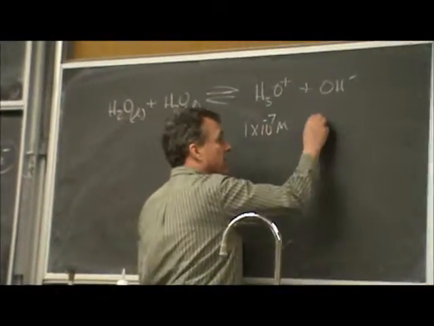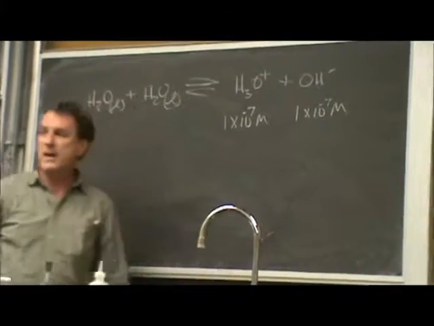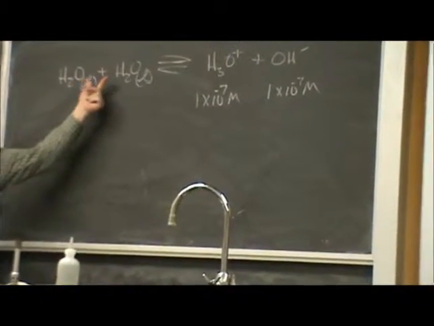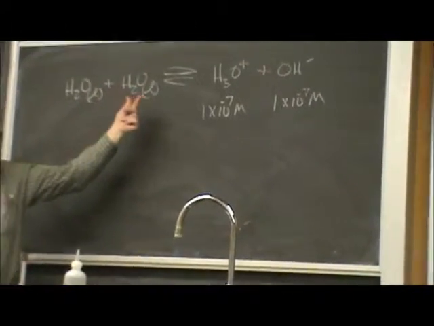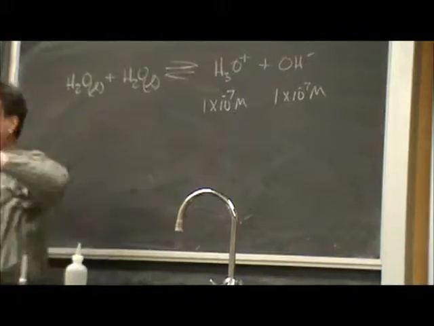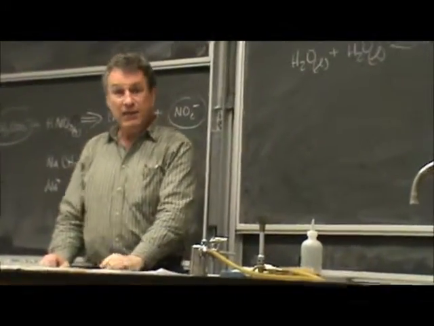And, not surprisingly, the concentration of hydroxide ion is also 1 times 10 to the negative 7 moles per liter, because when two of these bump into one another and exchange a hydrogen ion, you get one of each of these, don't you? Yeah? So the concentration of those ions are equal, and they're very small.